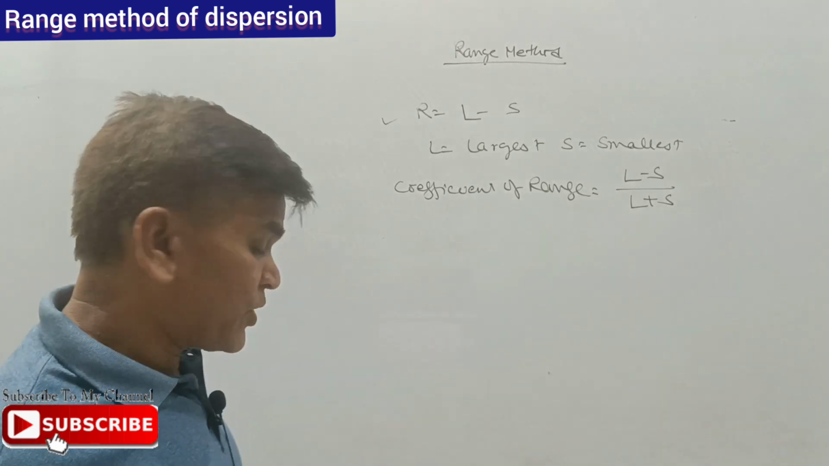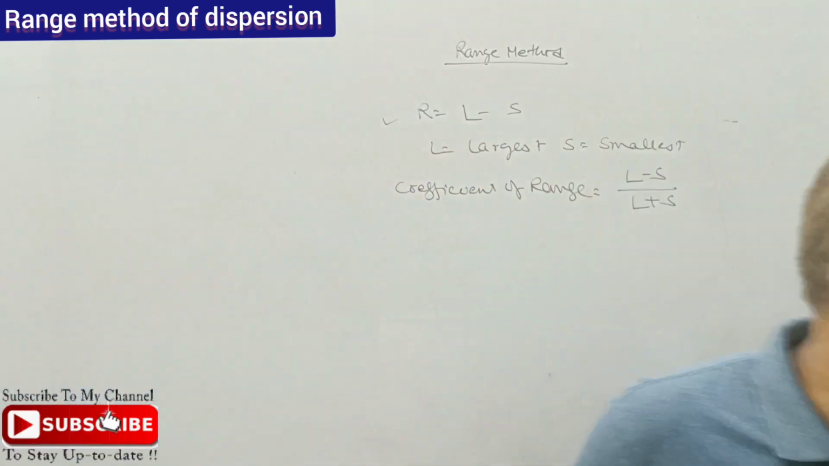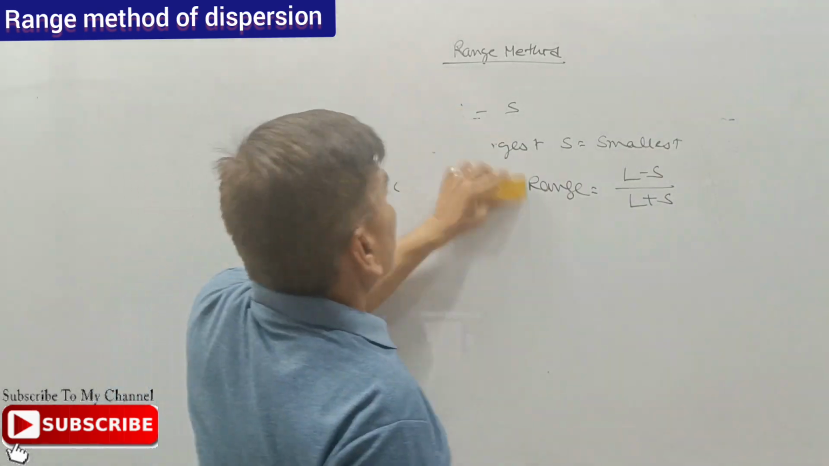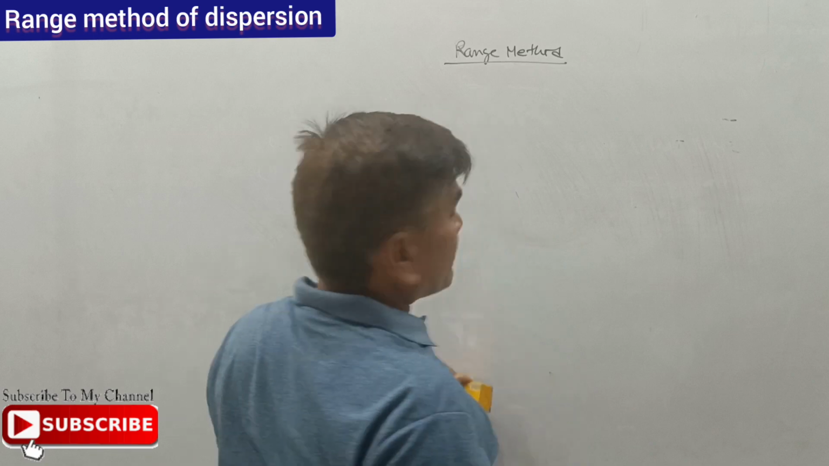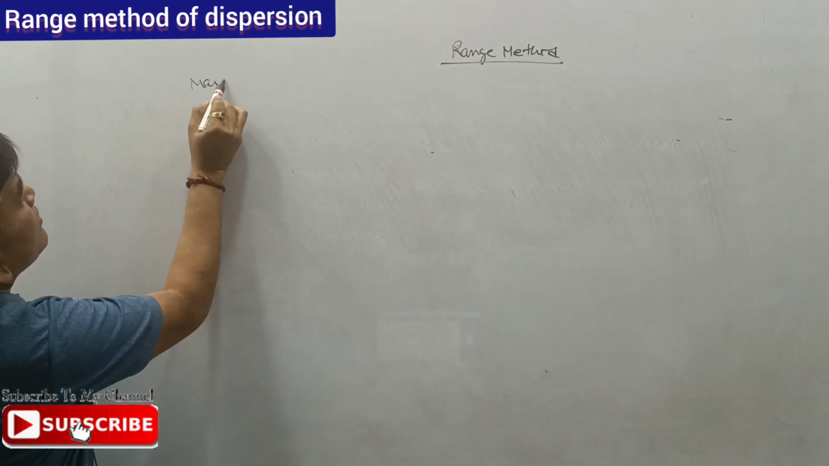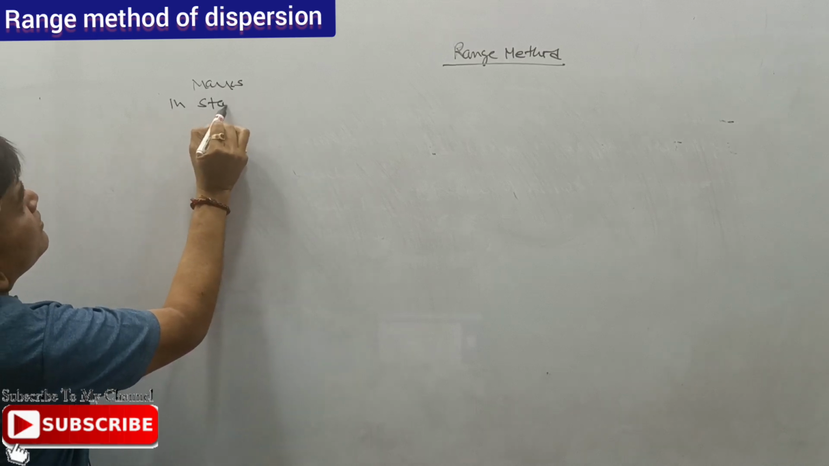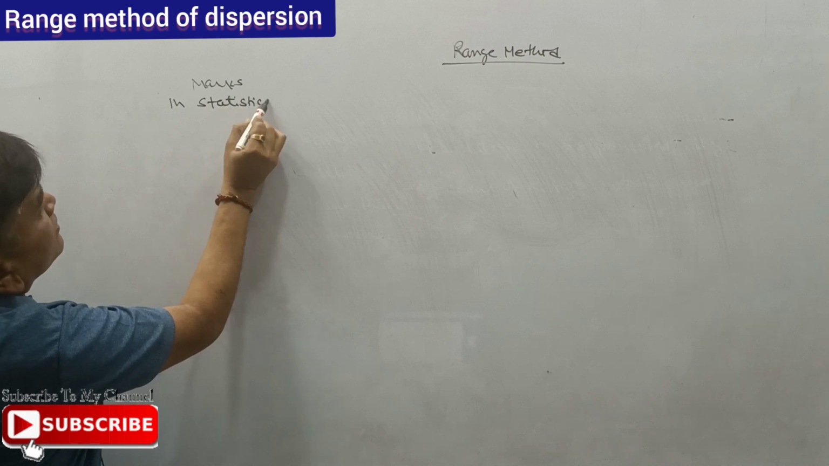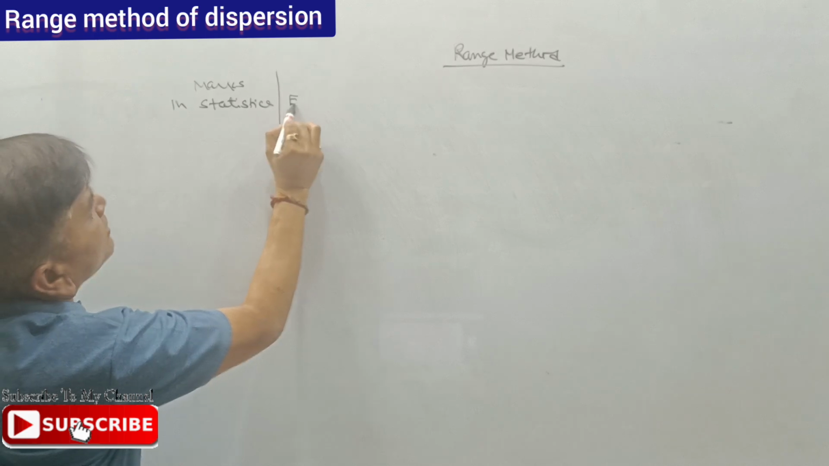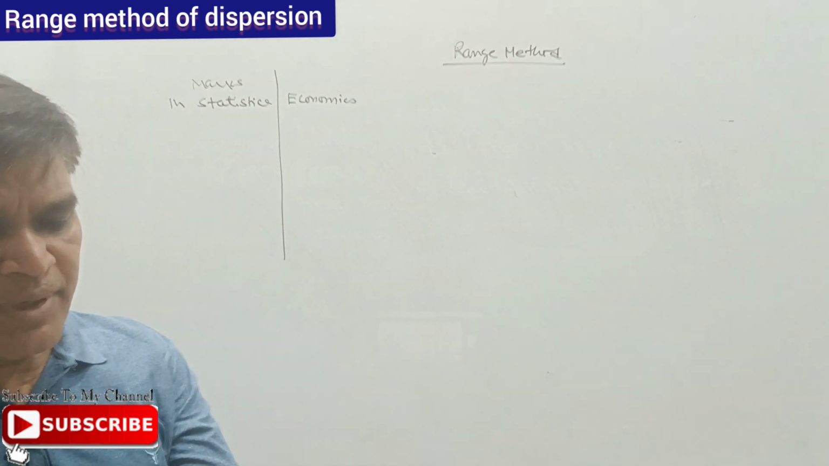I have a question on the range method. Suppose we have the marks given in statistics and economics. Marks in statistics are given and marks in economics are given. We have a question.